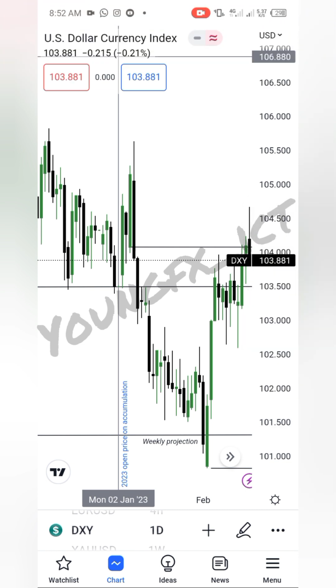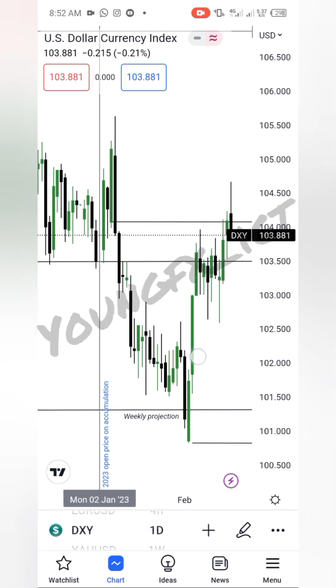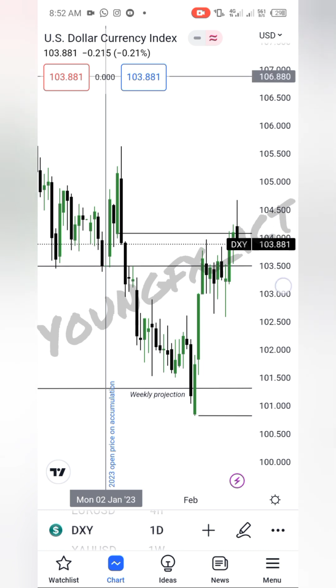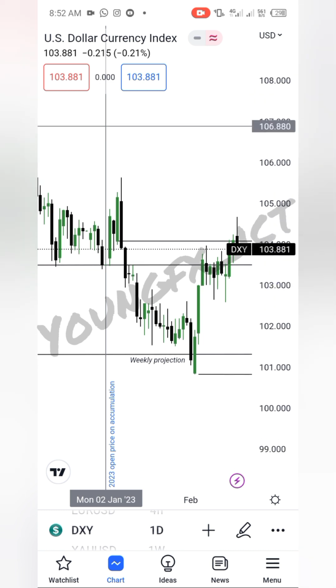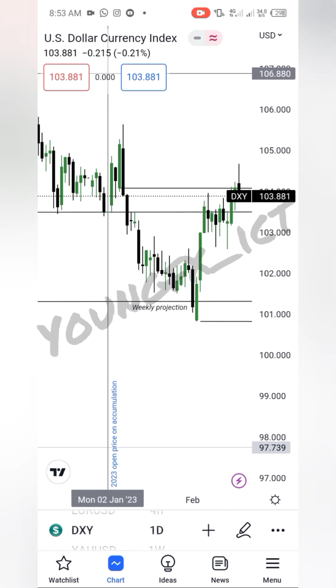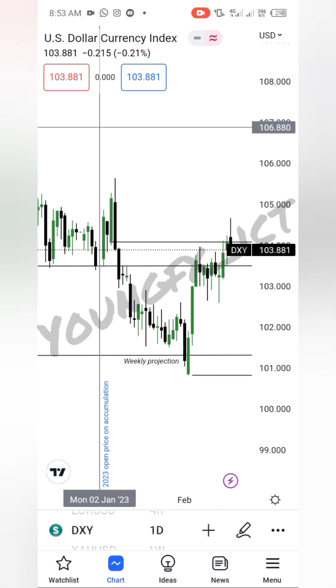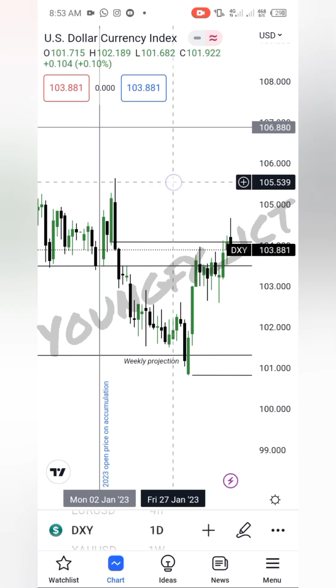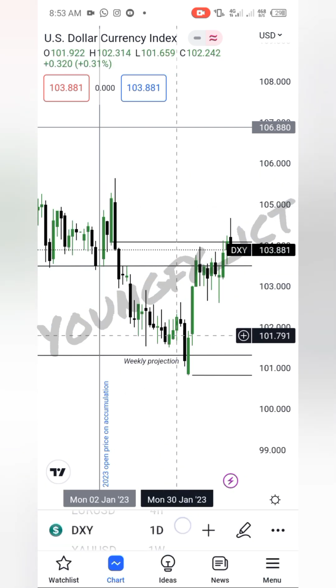This is how to find your bias on the daily time frame. We start on the daily. This is the 2023 open price accumulation. That gap is your 2023 open. We have been on a down move since, from year to year.